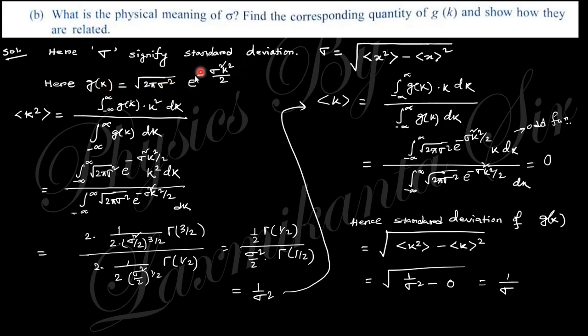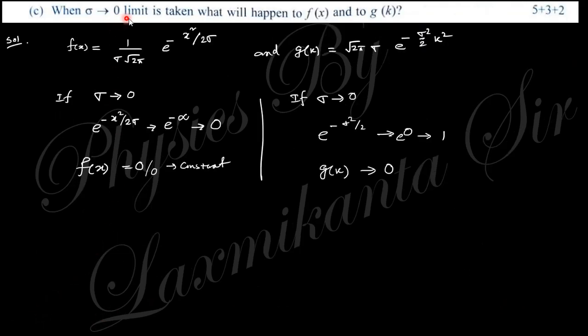So in case of g of k, this is a, so if you just find out the k square and summation k, this gives you 1 by c. Next, when sigma tends to 0, it will happen for f of x and g of k. For f of x, this gives you 0 by 0, that is constant, and this gives you 0.